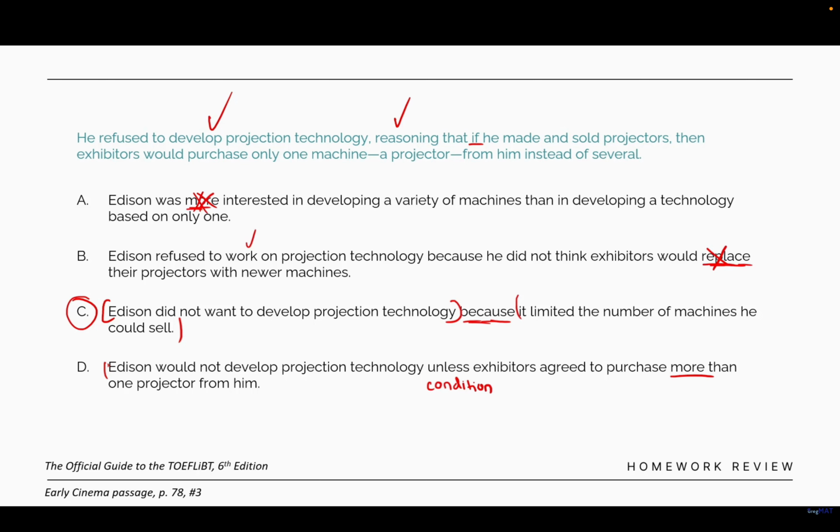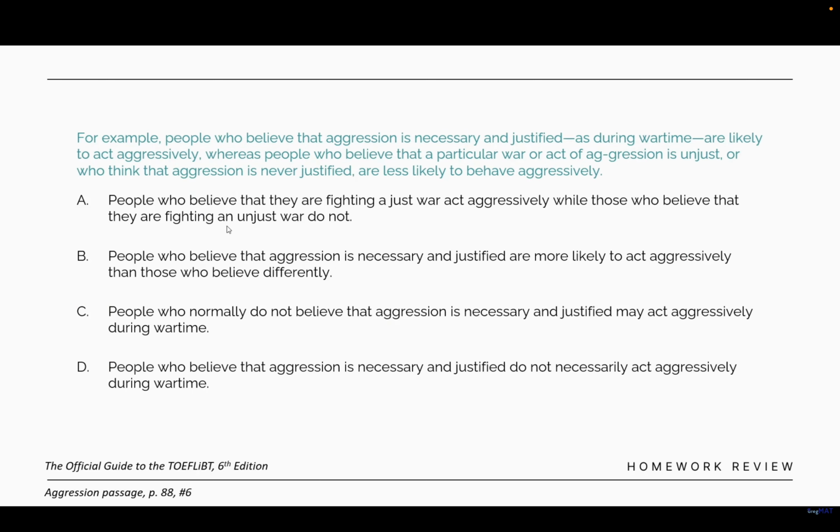All right, moving on. Any volunteers for this one? For example, people who believe that aggression is necessary and justified, as during wartime, are likely to act aggressively, whereas people who believe that a particular war or act of aggression is unjust, or who think that aggression is never justified, are less likely to behave aggressively. Let's go to Akif. Hey, Akif, how are you?